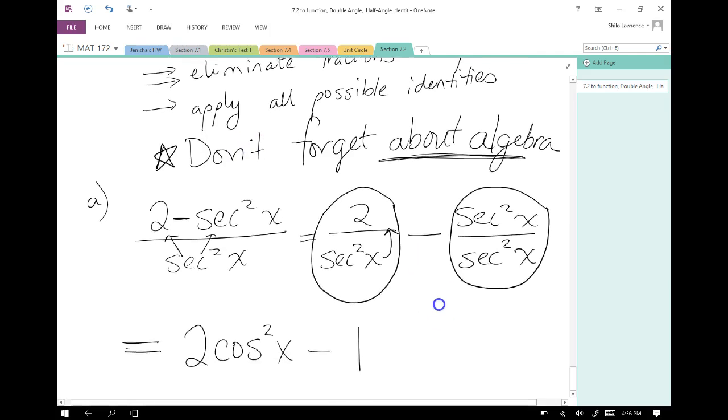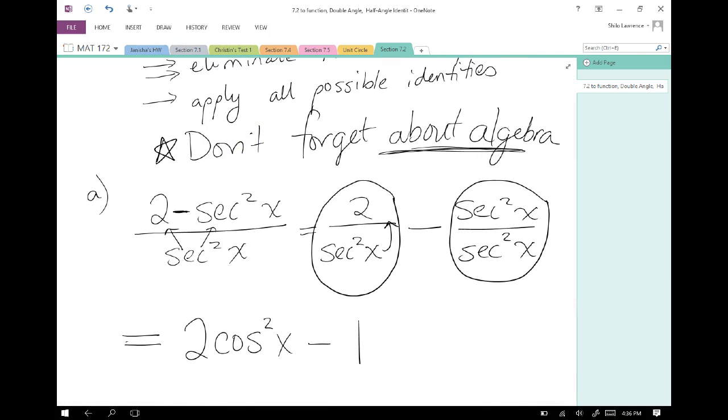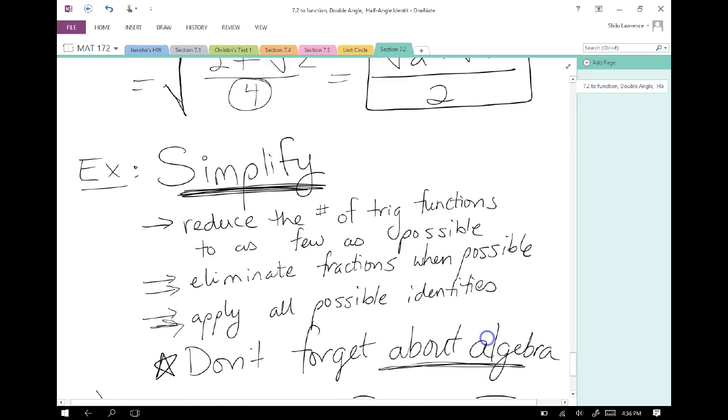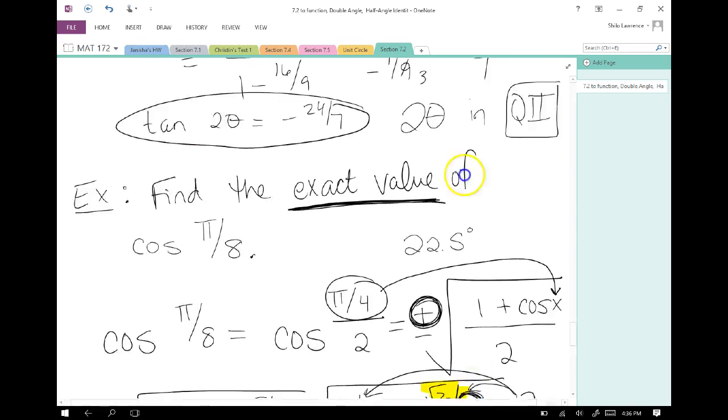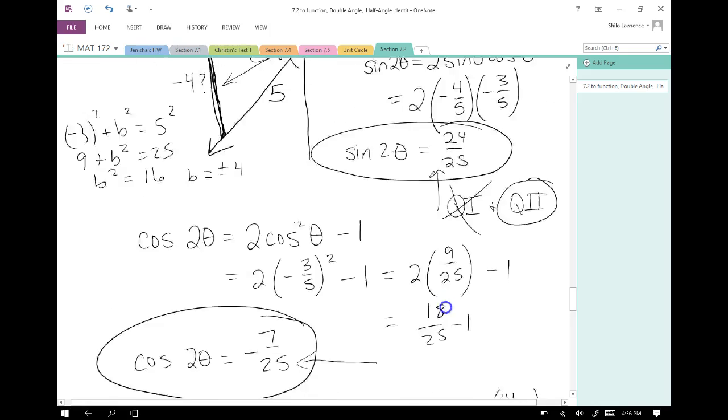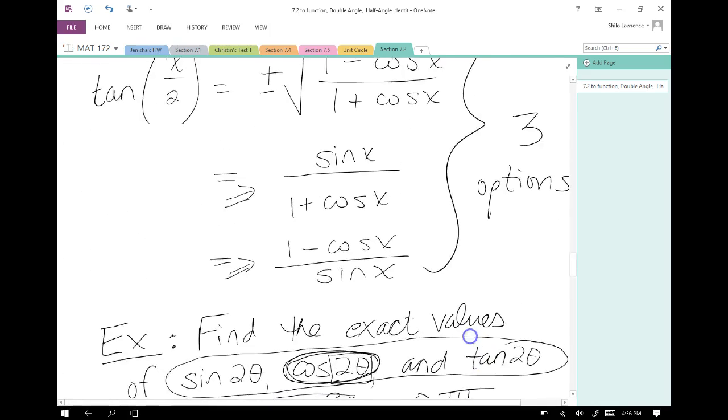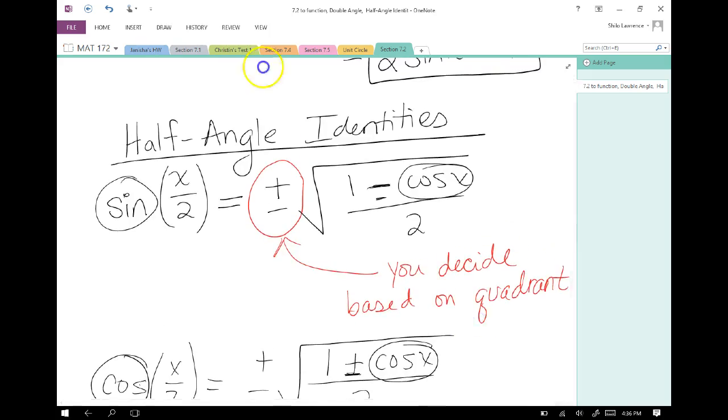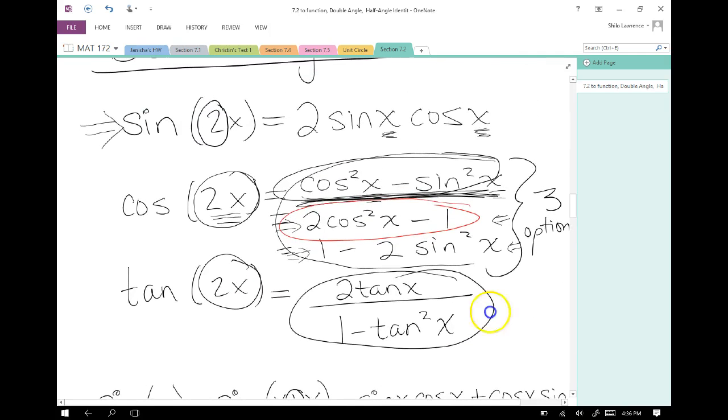This is where some people would be tempted to stop and they would not be sure what else to do. But we have not applied all possible trig identities. This is actually a trig identity. 2 cosine squared x minus 1 is a trig identity. I'm going to scroll all the way back up here and show you where I talked about this about 15 or 20 minutes ago. 2 cosine squared x minus 1, and it's circled right there in red. 2 cosine squared x minus 1 is cosine of 2x.